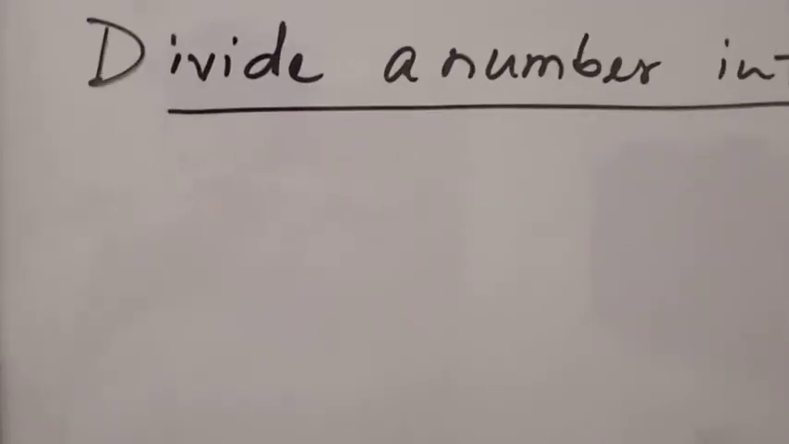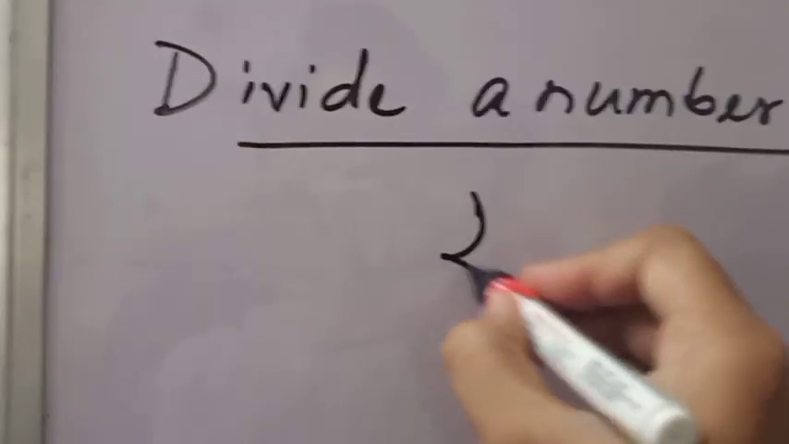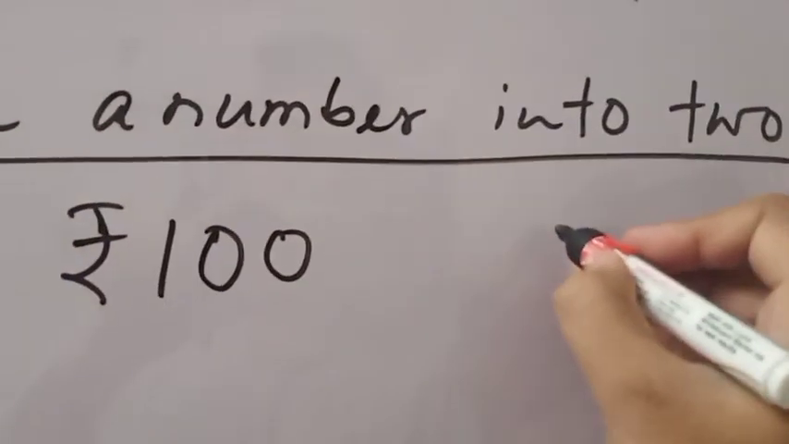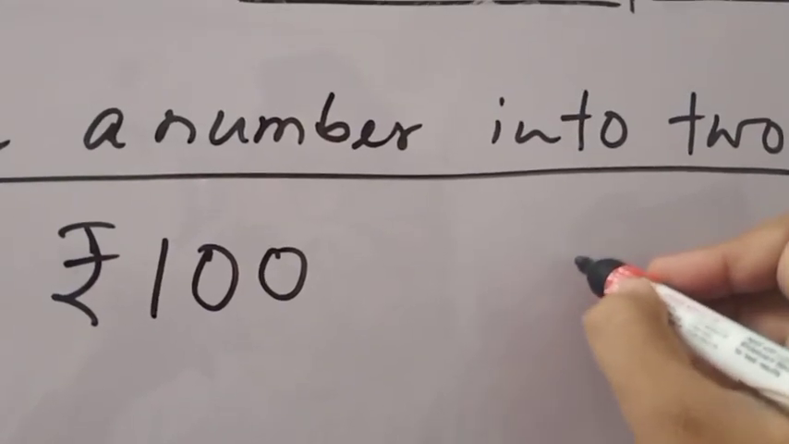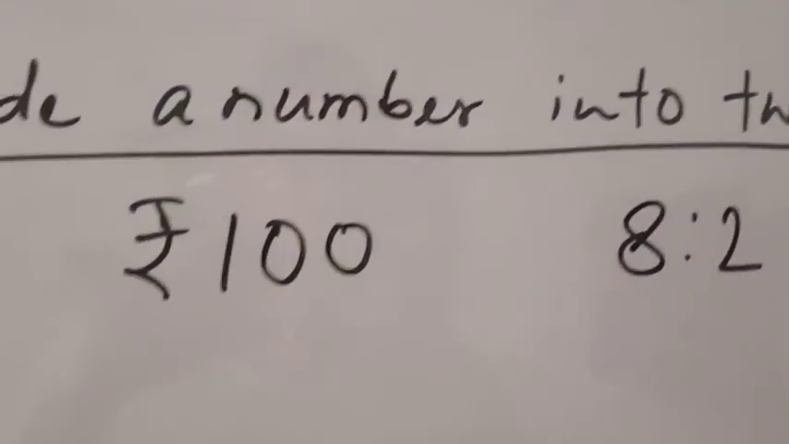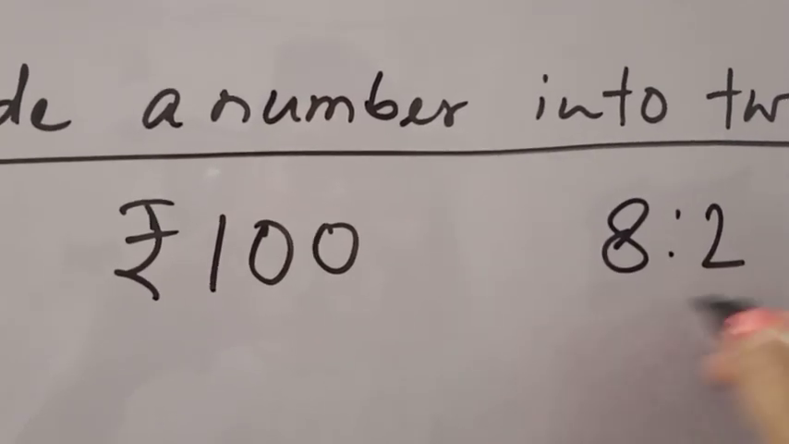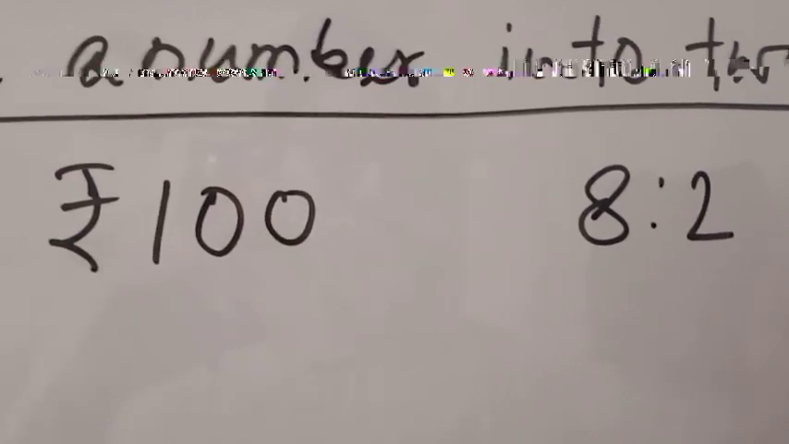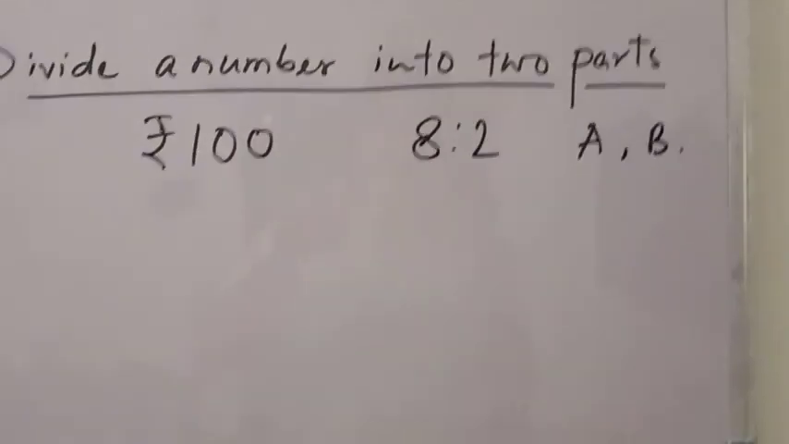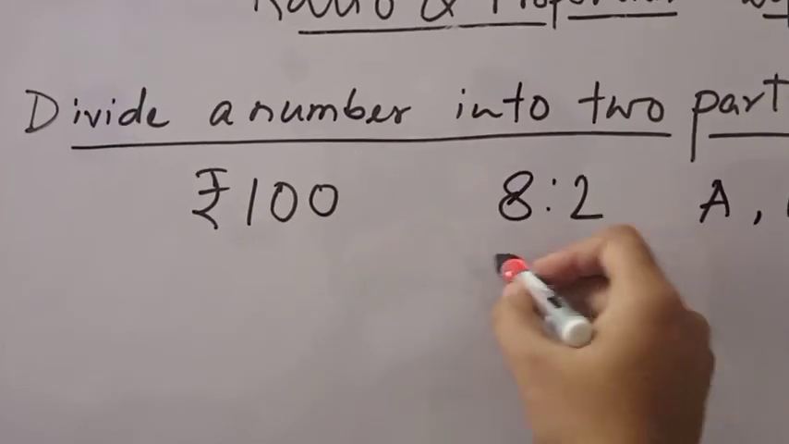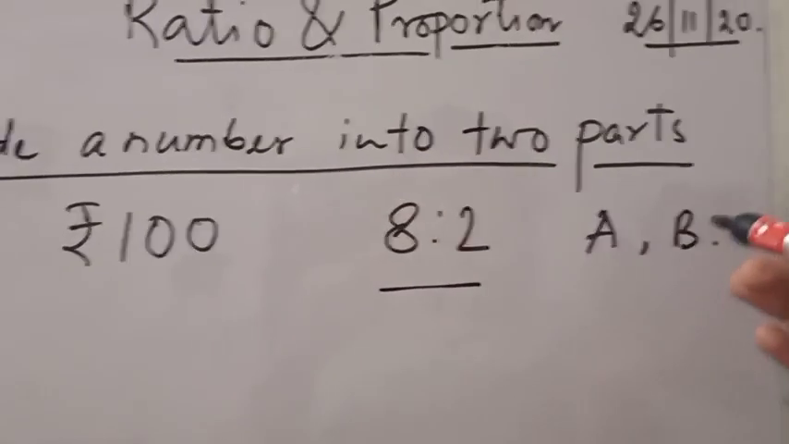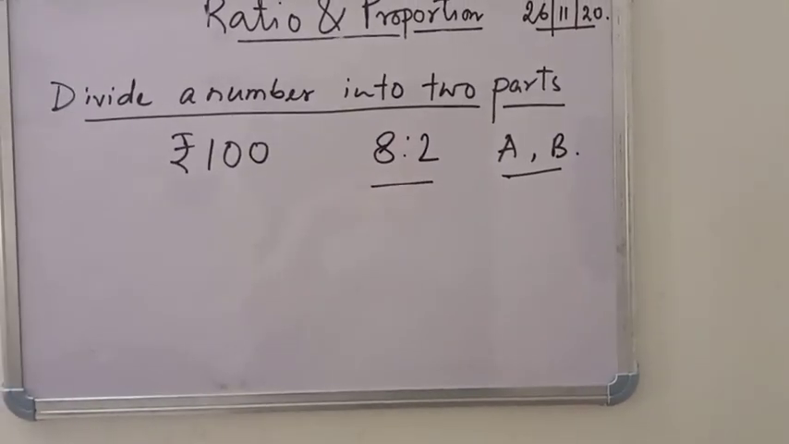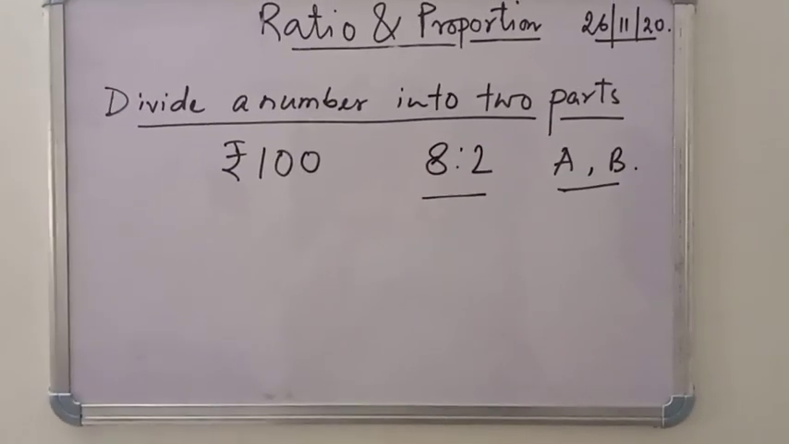Suppose we are dividing 100 rupees in the ratio 8 is to 2 between A and B. So what is the part of A and what is the part of B here?